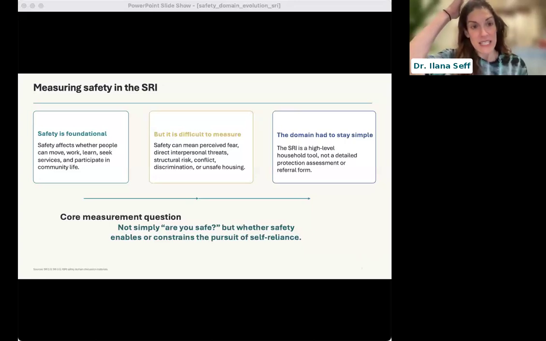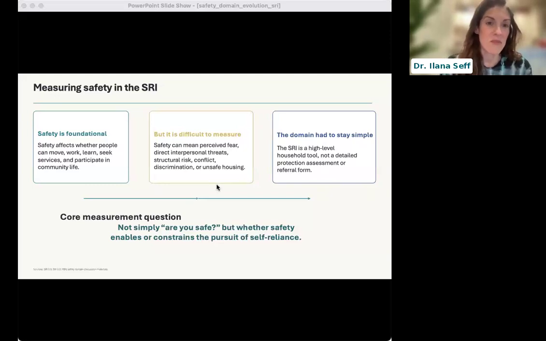So safety really is foundational. As Ned said, if people don't feel safe or they are actually not safe objectively, they're less likely to be able to go to work, to go to school. Their lack of safety may also relate directly to their housing situation. So they may be in an unsafe housing situation. And threats to safety are especially relevant to the population served by the SRI. So this is really an important domain for a number of reasons. But it is very difficult to measure.